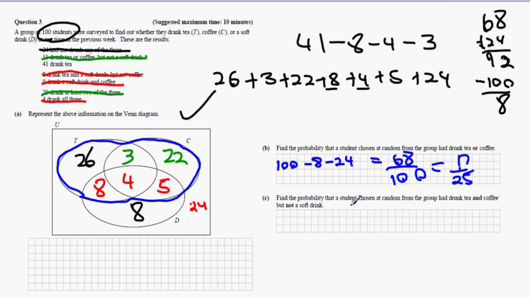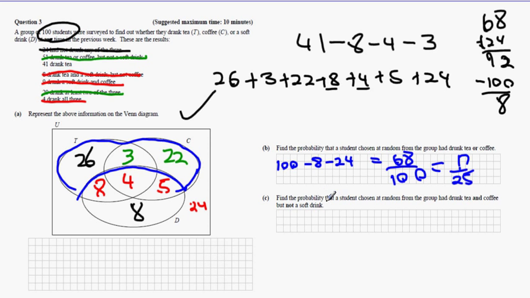Find the probability that a student chosen at random from the group had drunk tea or coffee but not a soft drink. Tea or coffee but not a soft drink. So what we have to do is we're not allowed the soft drink area, so we're going to get rid of anything that's in D. So this is this area in here. And what we have is 29 plus 22.